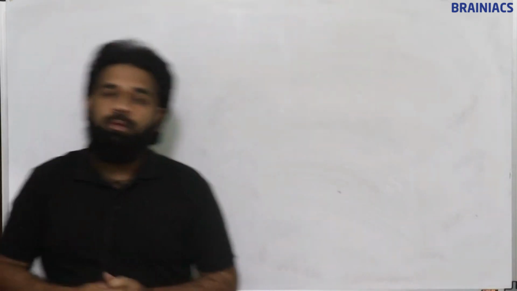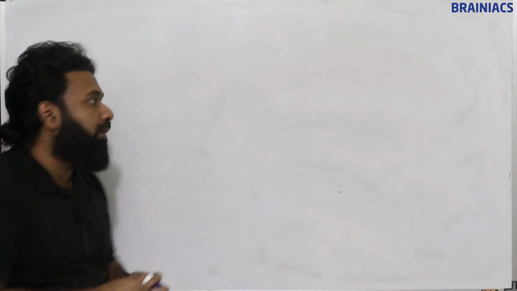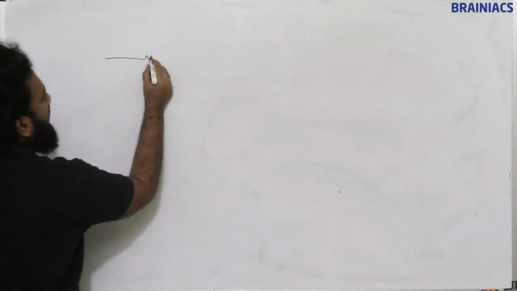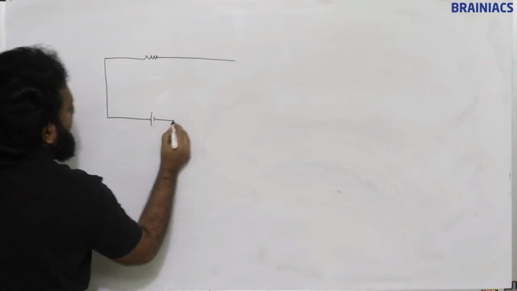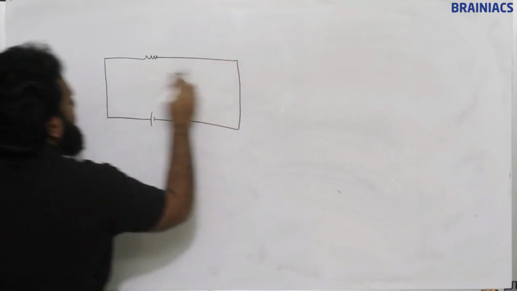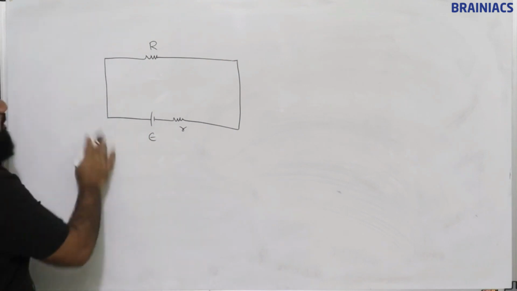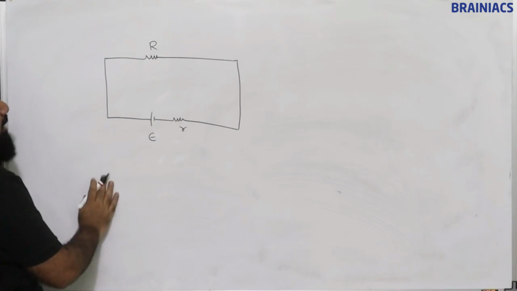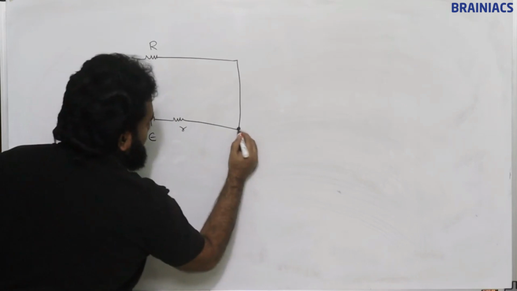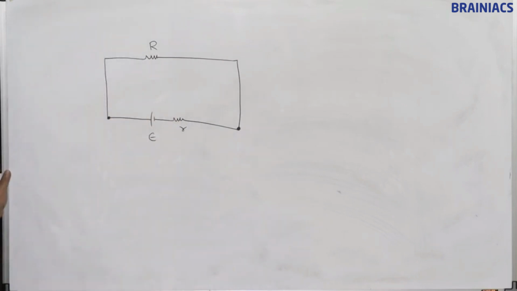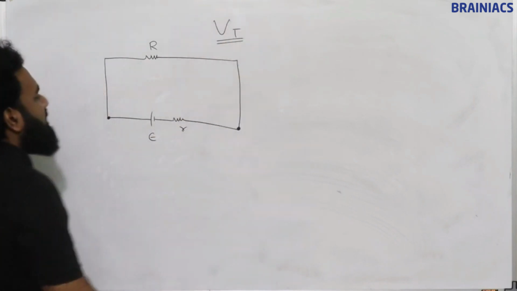Okay, now we will see about terminal voltage, how to find terminal voltage. If this is R, this is small r, this is E. When you know the resistances and are able to calculate the current, you will be able to find it. So, a direct formula to find the terminal potential difference.